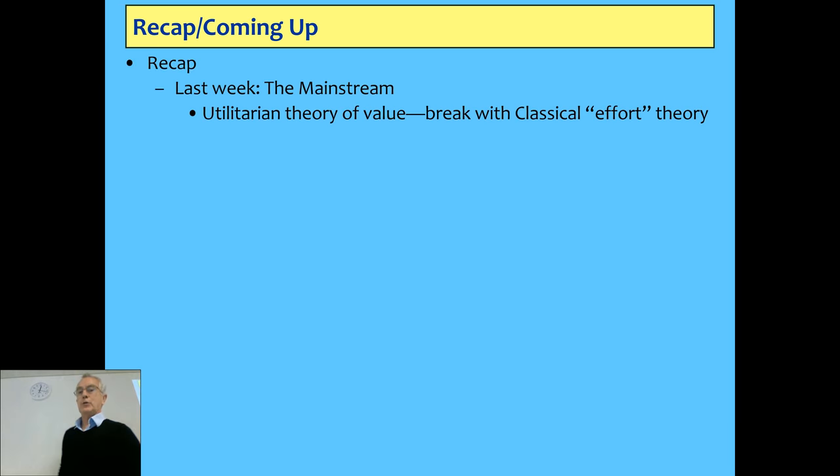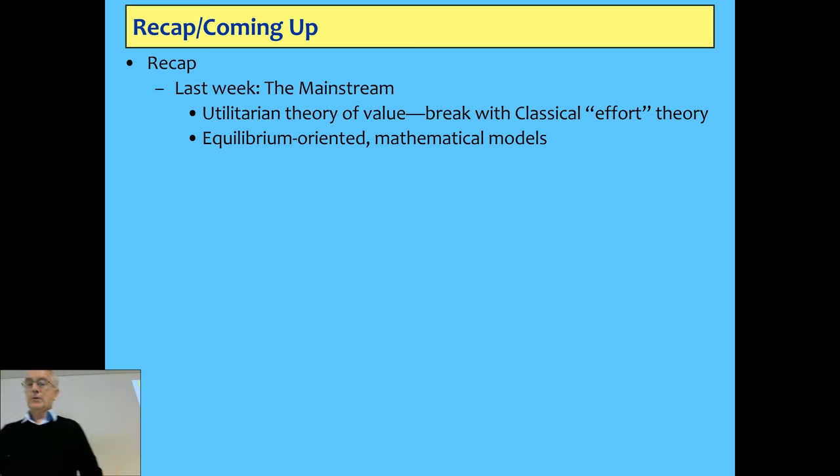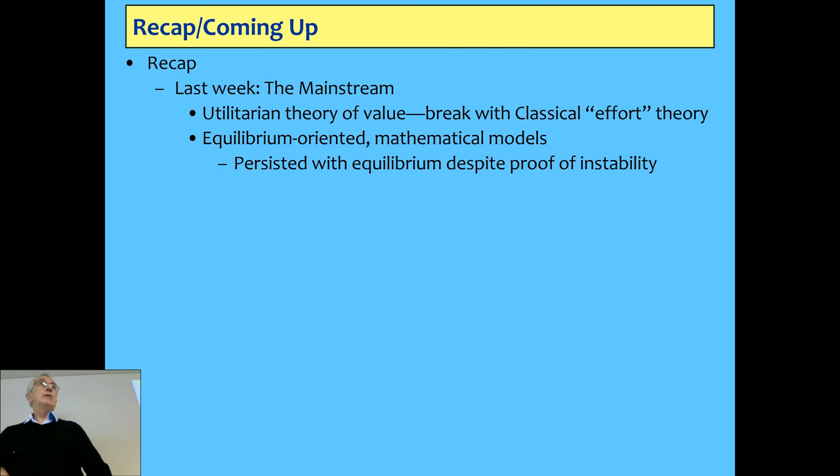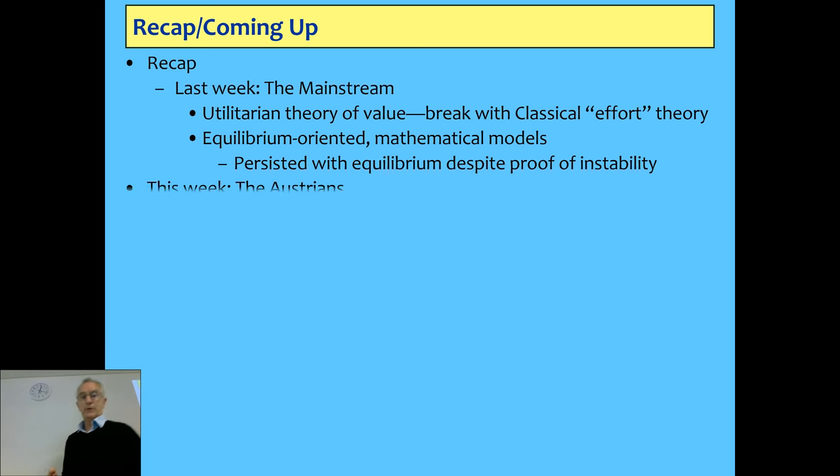So last week I talked about the mainstream, the dominant school of economic thought. The people that normally get the Nobel Prize, though the guy that won it today is not particularly from that school of thought. He's a behavioural economist. But they have the idea that utility is the basis of value. They talk about equilibrium. They're very mathematical. And they persisted with equilibrium despite proofs that it was unstable.